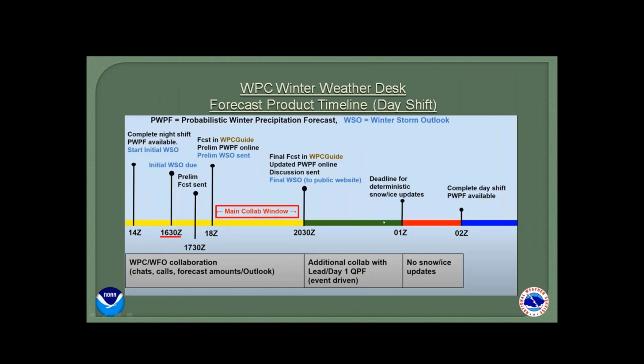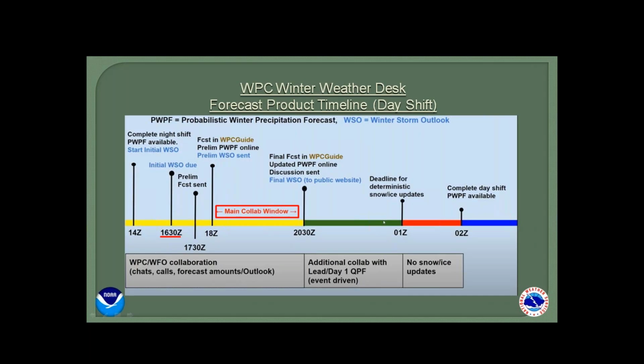Look at the updated timelines. This is for the day shift. I just mostly wanted to highlight the initial winter storm outlook is available around 1630 on the day shift, and the main window of collaboration is through 2030 because that's when the final one is due and sent, and after that you can't really collaborate anymore. So you got a few hours for collaboration, but this is their timing for products.